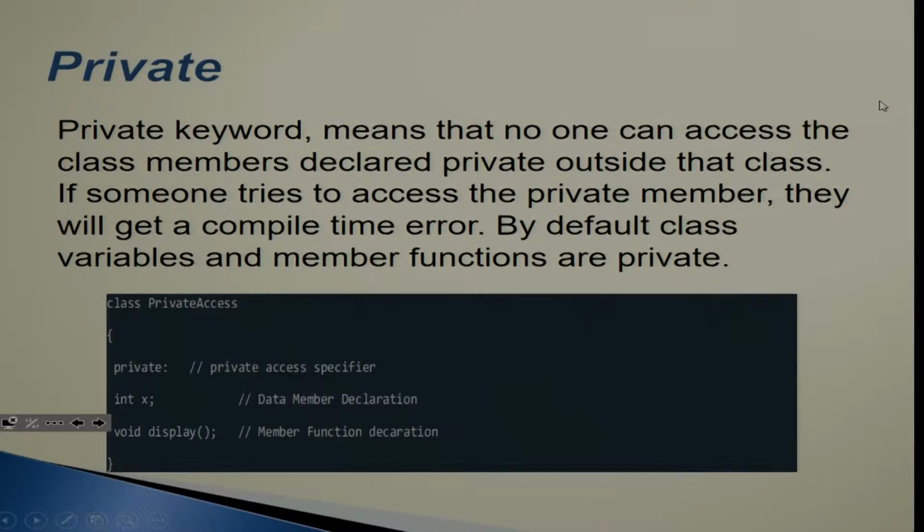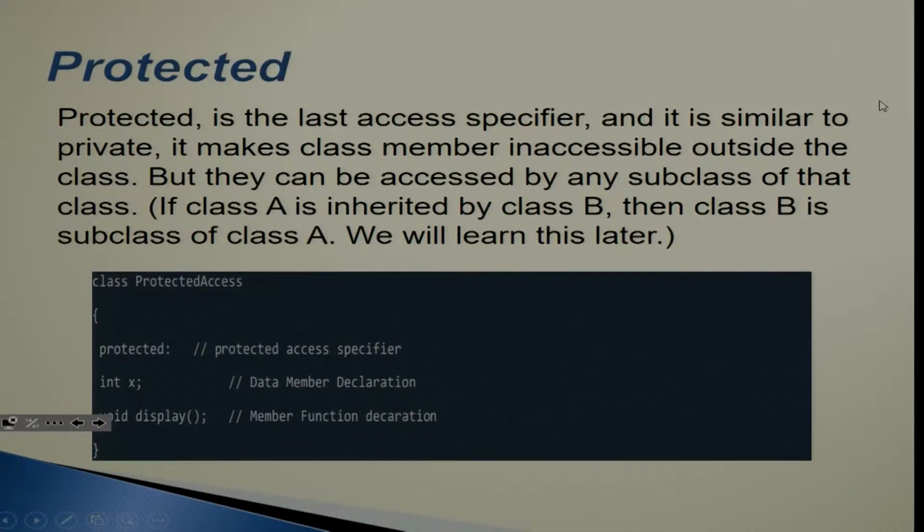And then say if someone tried to access it outside of that class, it's going to get a compile time error because it's protected. You cannot access it. And then the protected access specifier is the last access specifier, and it's similar to private. It makes class members inaccessible outside the class, but they can be accessed by any subclass of that class.